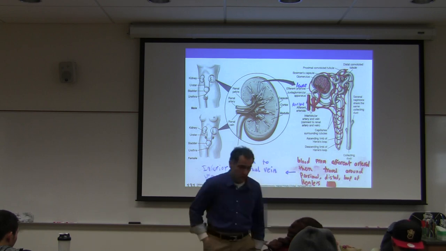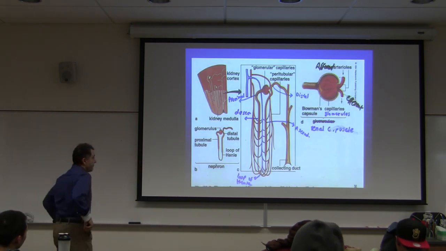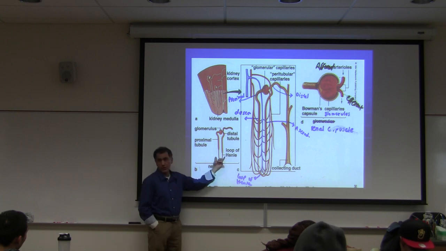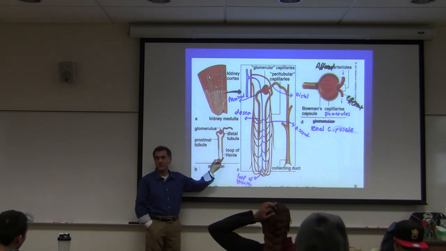What else do we have on the kidney that you have? Oh, a nephron, a unit of your kidney is a nephron. A unit of your muscle is what?